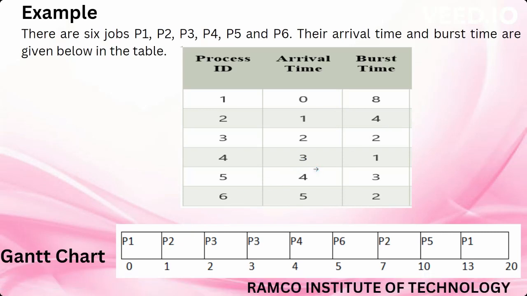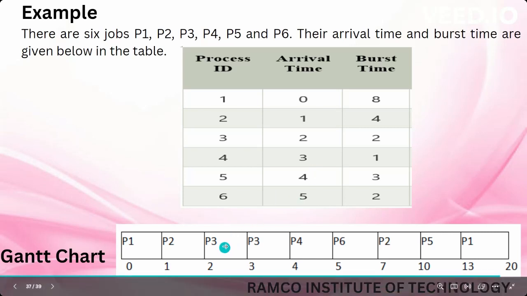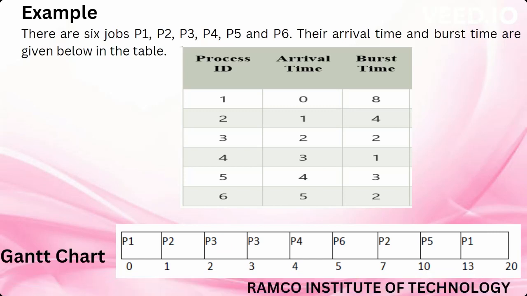The process with the least remaining burst time is searched. Since the process P3 has 2 units of burst time, it will be given priority over others. So here the process P3 will be executed for the next 1 unit of time. After that, the process P4 arrives at time 3.